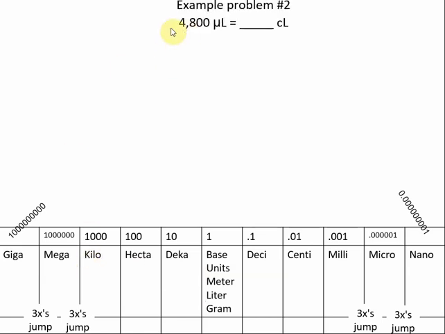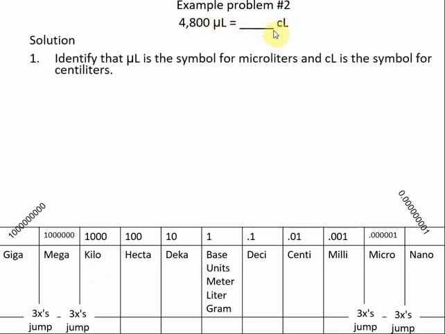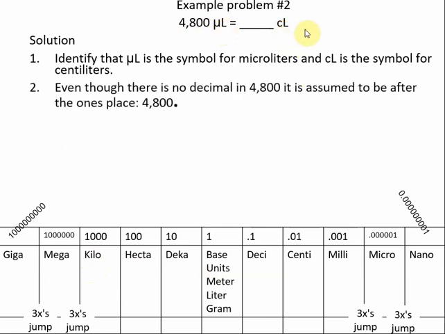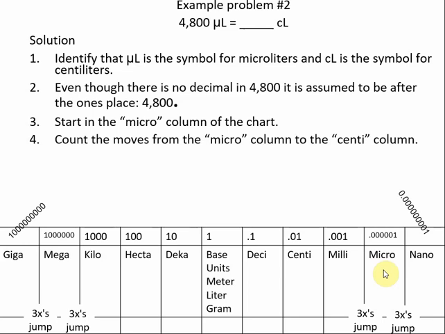Here's another example problem. 4,800 microliters equals how many centiliters? Realize that µ is the symbol for micro, L for liters, and we're going to centiliters. Even though there's no decimal, you would assume that it's after the ones place, so you could put in a decimal if you don't see one. We start in the micro column, and we move to where we're going, which is the centi column.